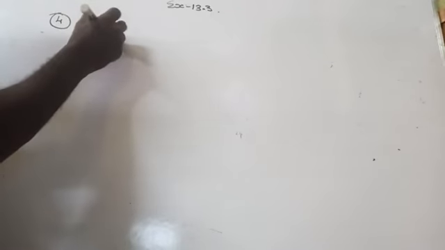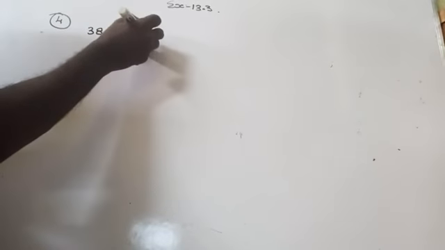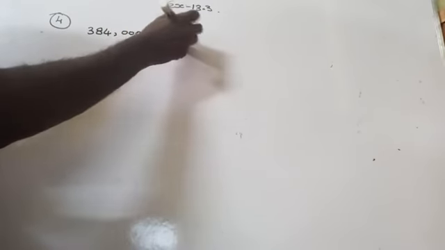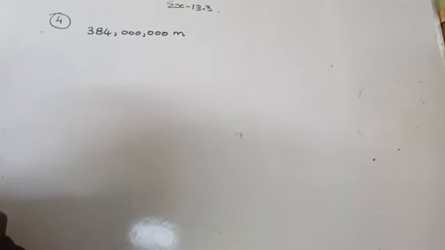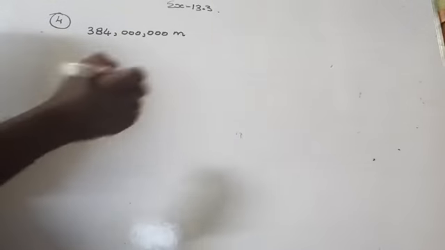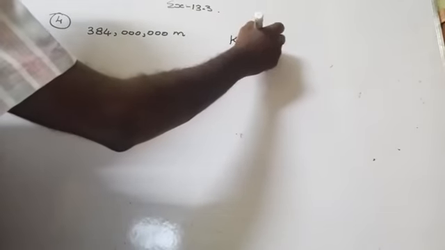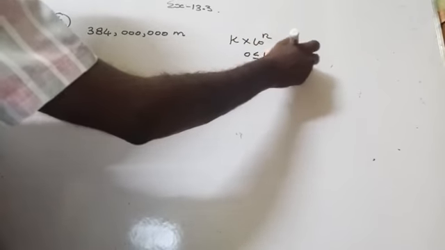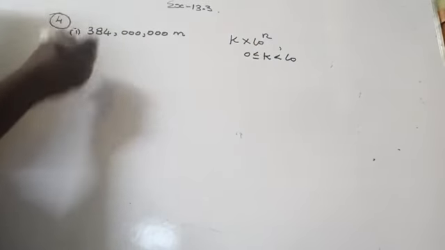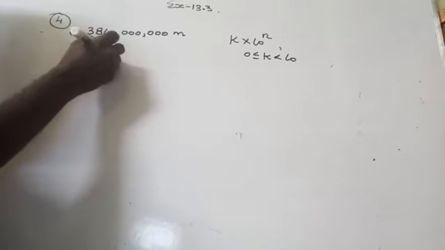That means the distance between Earth and Moon is given in meters. Now, how will you write? What is the standard form? k into 10 to the power of n, where n is any integer, and 0 less than or equal to k less than 10. So, how can you write that?